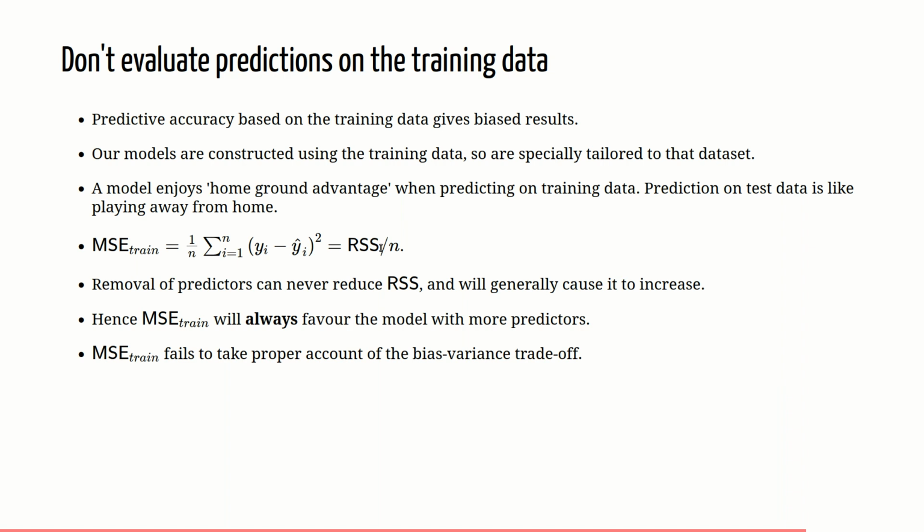It will generally cause it to increase. And so the mean square error of training data will always favor a model with more predictors. The reason is that it fails to account for the bias variance trade-off, because the only thing it's looking at is bias. It's not looking at variance at all.